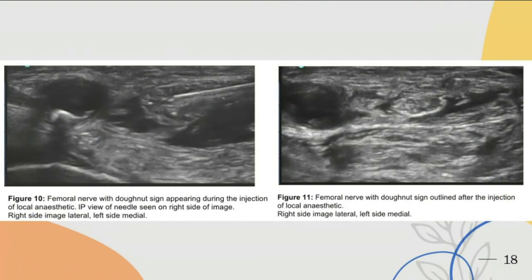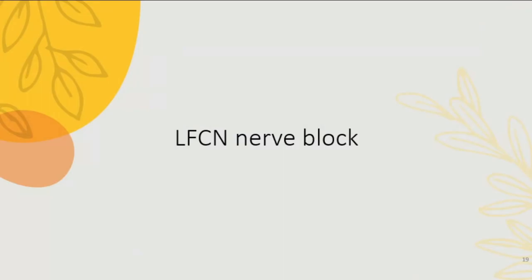Okay, this is the ultrasound image trying to show the donut sign. As you can see, can you see the nerve floating around the LA? That's the donut sign. So that's about the femoral nerve.